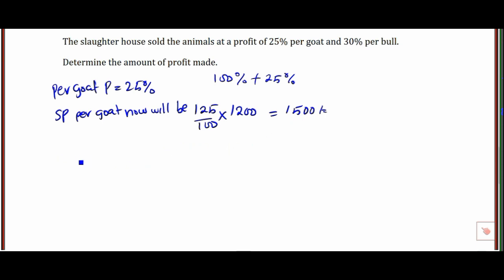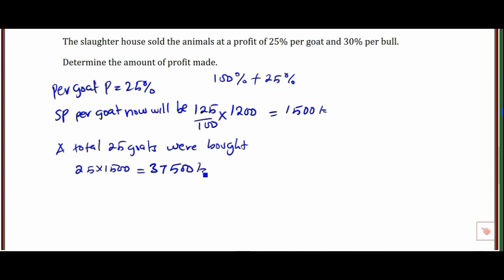But how many goats were bought? A total of 25 goats were bought. So that means that the total amount becomes, now you take 25 times 1,500. So this is the total selling price for all the goats.